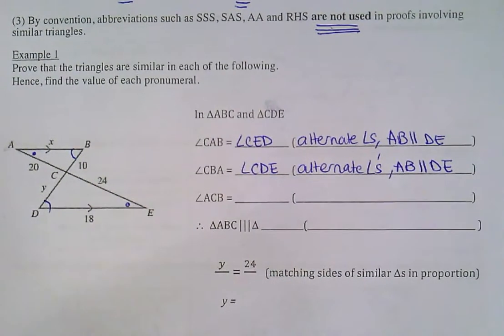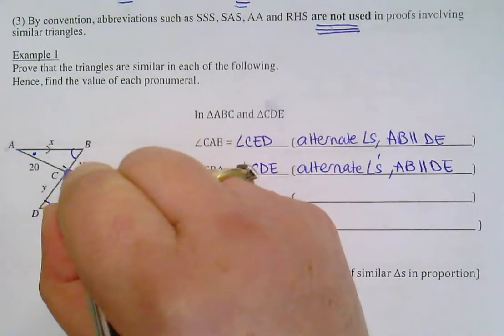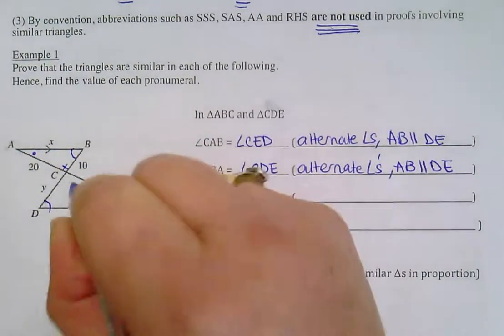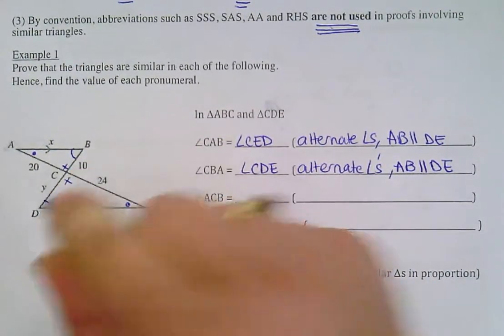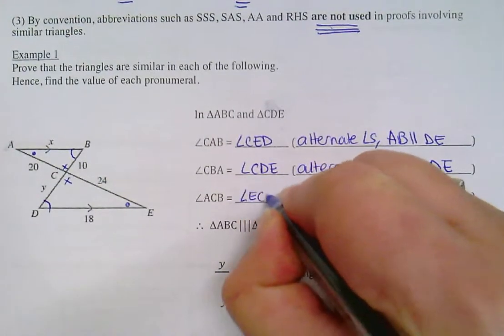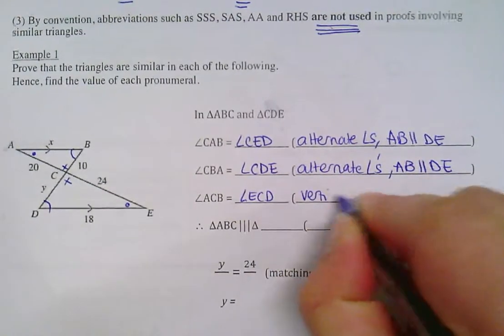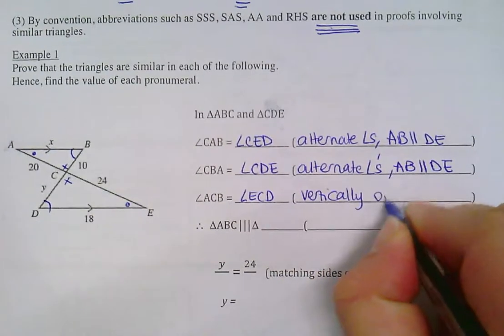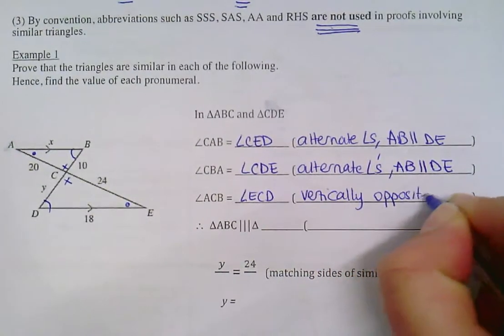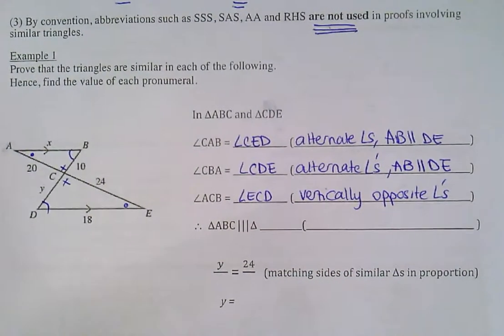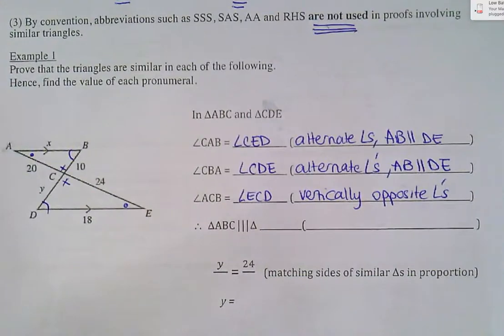What else we got? Angle ACB with a cross equals ECD. Reason, vertically opposite angles. Now, I'll tell you now, you only needed two of those. You only need two angles for equiangular because by default, if two angles are the same, the third ones in both triangles will be the same.